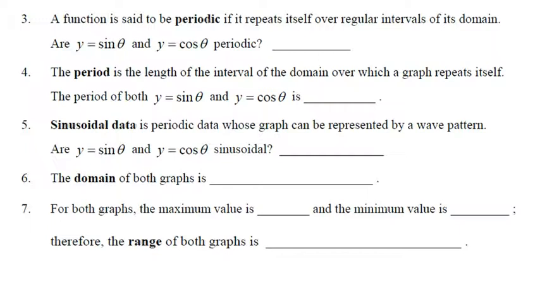A function is said to be periodic if it repeats itself over regular intervals of its domain. Are y equals sine theta and y equals cos theta periodic? Do they repeat? Yes. The period is the length of the interval of the domain, which is the x values, over which a graph repeats itself. The period of both y equals sine theta and y equals cos theta is how many degrees? 720? Really? 360.